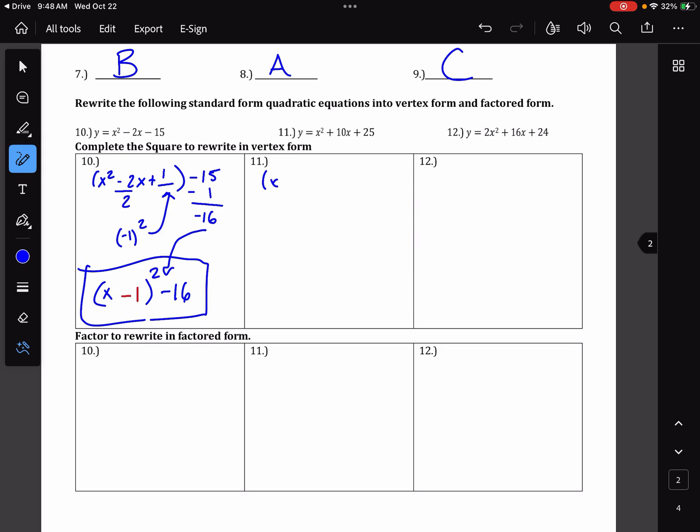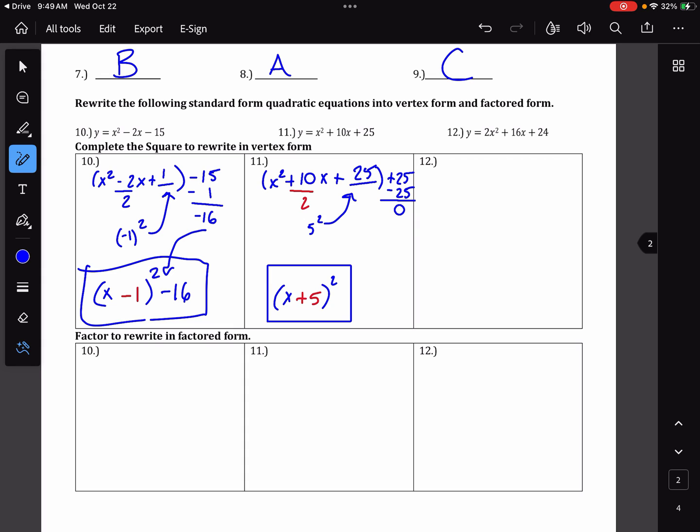Okay, number 11, same thing. I will rewrite x squared plus 10x with my blank space plus 25. We need to take the b term divided by 2. +10 divided by 2 is +5. Start writing that down here. x plus 5 squared. You need to take that 5 and square it to go back here. That's 25. I add 25, I need to subtract 25. 25 minus 25 is 0. So you can put +0 at the end of this, or you could just leave it as it is.